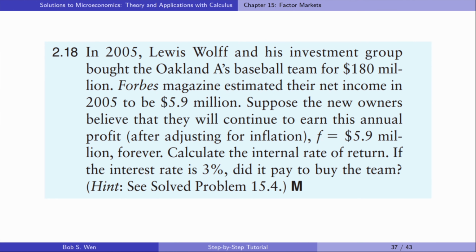Let's address exercise 2.18. The cost of the investment is $180 million. Suppose the new owners believe that they will continue to earn an annual profit F equals $5.9 million forever. Calculate the internal rate of return. If the interest rate is 3%, did it pay to buy the team?